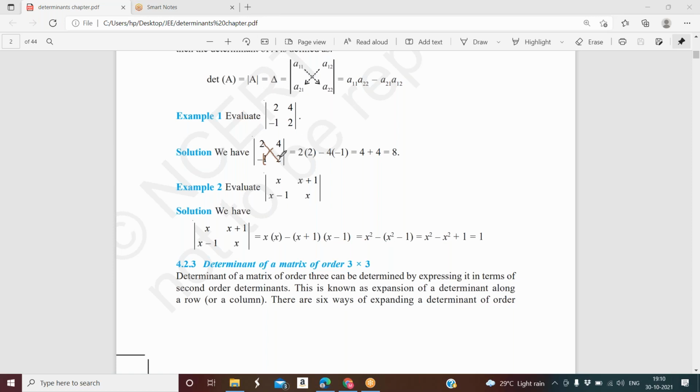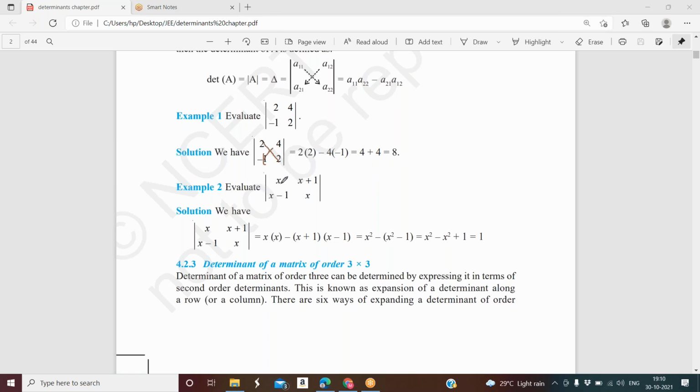So you will be getting 2 into 2, 4, minus sign. Then 4 into minus 1 is minus 4. Minus 4 into minus becomes plus 4. So you are getting 4 plus 4 equal to 8. See the next problem.